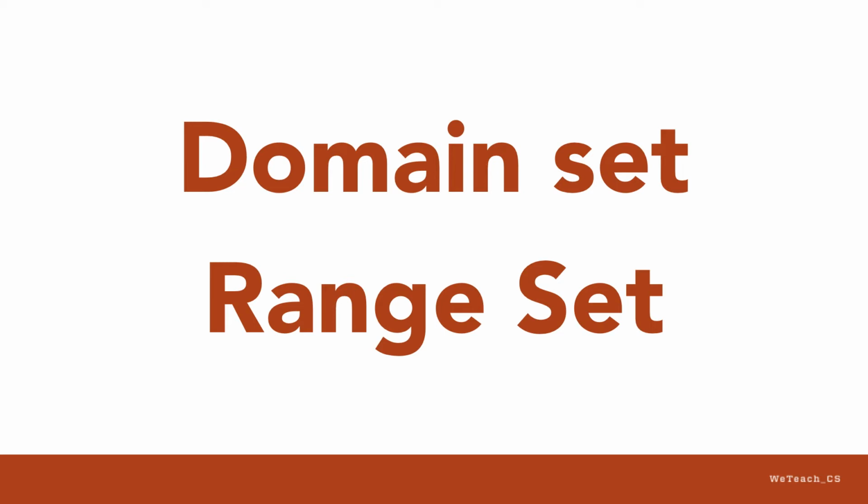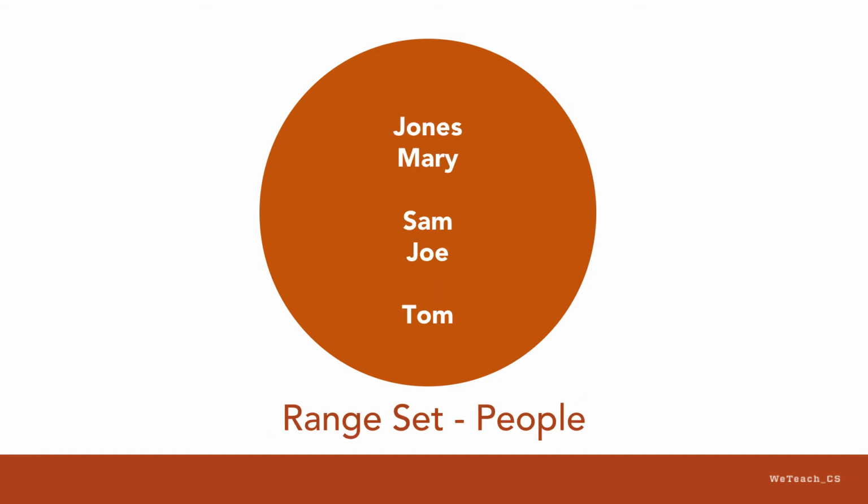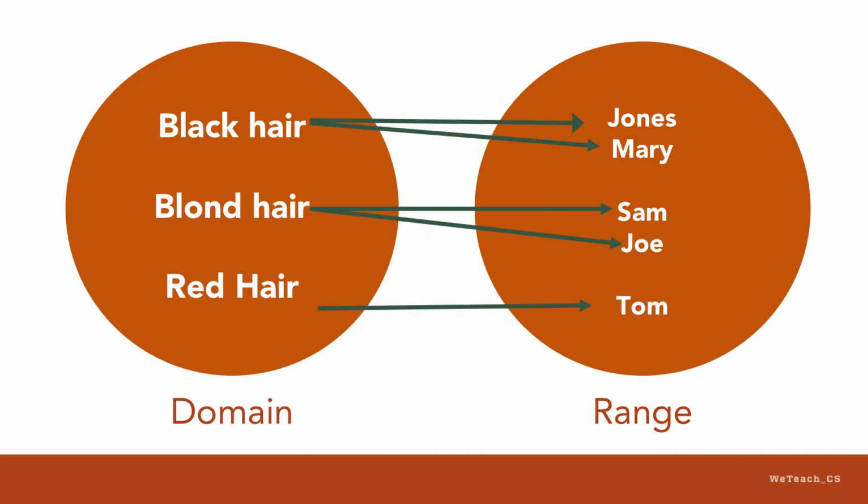A relation is a correspondence between two sets called the domain set and the range set, such that to each element of the domain there are assigned one or more elements of the range set. Let us look at an example. Here, the domain set called hair color has the following members: black hair, blonde hair, and red hair. The range set called people has the following members: Jones, Mary, Sam, Joe, and Tom. The relation mapping from the domain set to the range set is shown by the arrows as seen here.